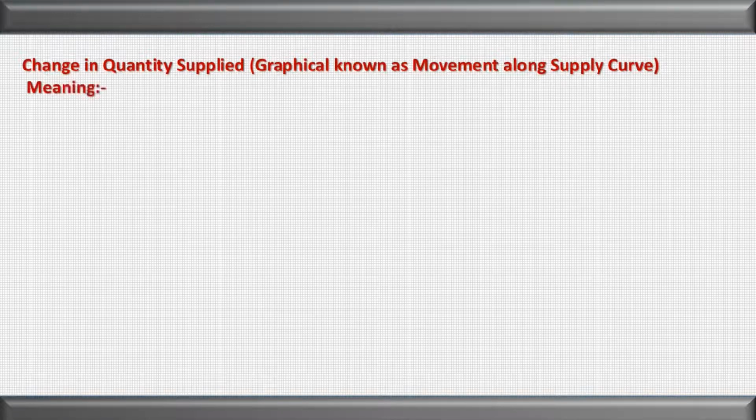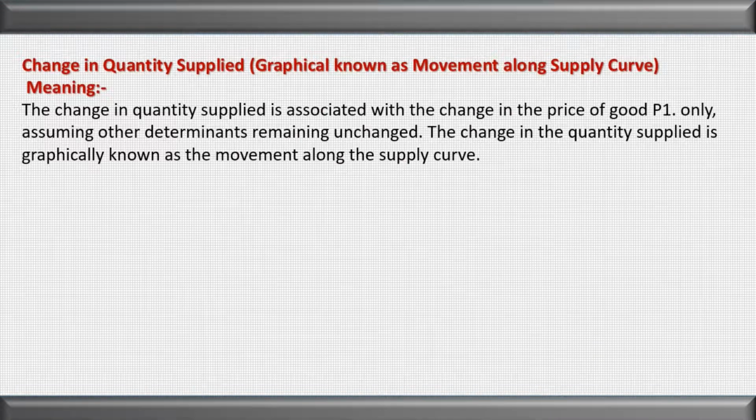Firstly, we will discuss the meaning. Listen, the change in quantity supplied is associated with the change in price of the commodity. In the case of change in quantity supplied, the supply increases or decreases only because of change in price. We presume over here that the factors other than price, that is price of the related goods, technologies, natural factors, government policy, etc., remain unchanged. So when the supply increases or decreases because of change in price, it is called change in quantity supplied.